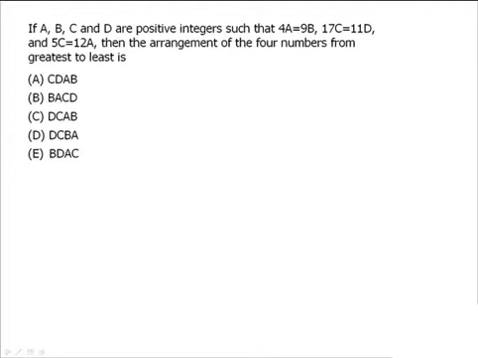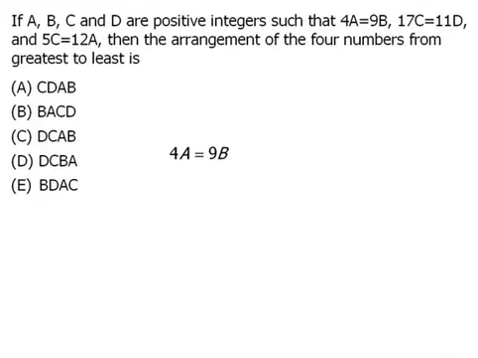Okay, let's begin with the first equation we're given. From here, if we divide both sides by 4, we get a equals 9/4 times b. Since a and b are both positive, we know that a must be larger than b. So I'll add this here.